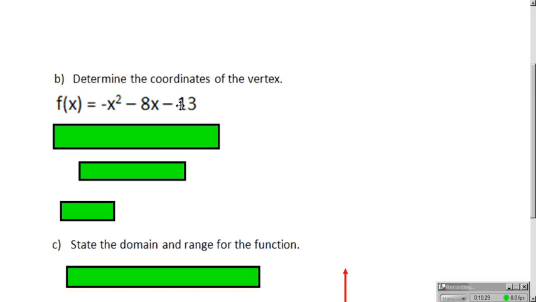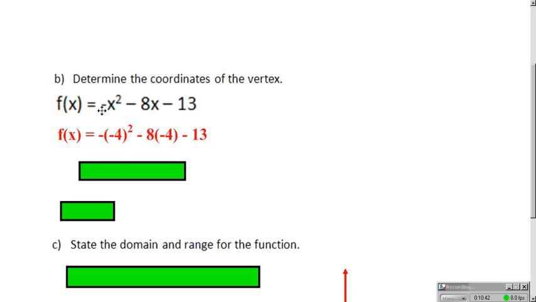To solve for your vertex, use the original equation. Substitute what you know, that is the line of symmetry. The x value is negative 4. So we substitute into our original equation. Okay? Notice, and this is normally where mistakes happen, negative, negative. Hold that negative on the outside. Substitute in for x. We know x is negative 4. We square it. Minus 8. Negative 4 is in parentheses again for substitution.